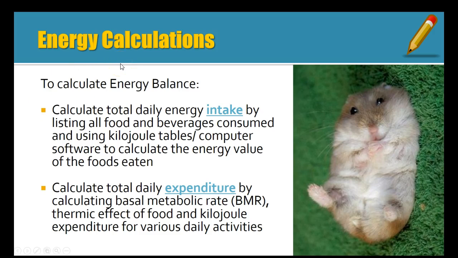So to calculate your energy balance, you need to work out how much food you're taking in. You do that like we've been doing with Chronometer, where you list all your food and beverages and then, using your kilojoule tables or your computer software, in this case Chronometer, you calculate the energy value of the foods that you've consumed. And then you calculate the total energy that you've expended throughout the day. That includes your basal metabolic rate, which is BMR, as well as the thermic effect of food and any kilojoule expenditure for various daily activities like running, walking, rowing, going to the gym, any form of exercise basically.